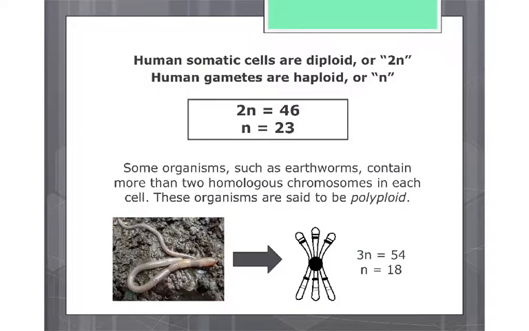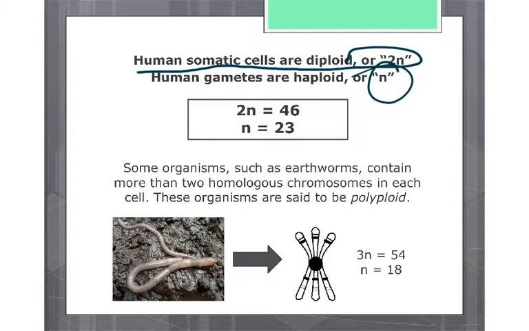Which relates us to the next point. Human somatic cells are diploid, 2n, and that's how we categorize things. Remember that our somatic cells are our non-sex cells. Human gametes, which are our sex cells, your X's or your X's and Y's, are haploid, and we represent that value by n.